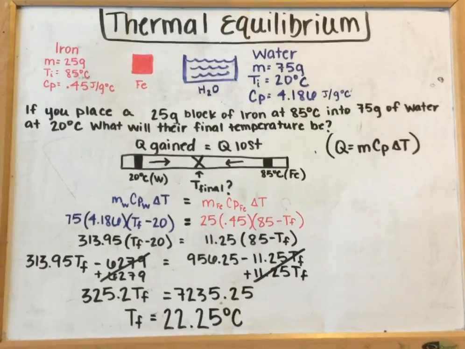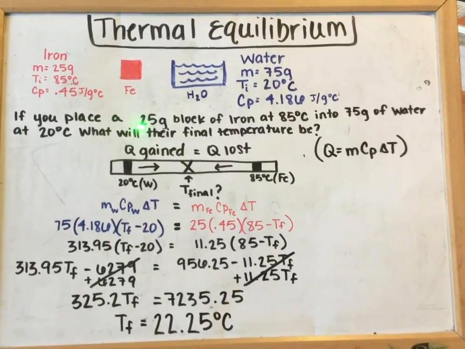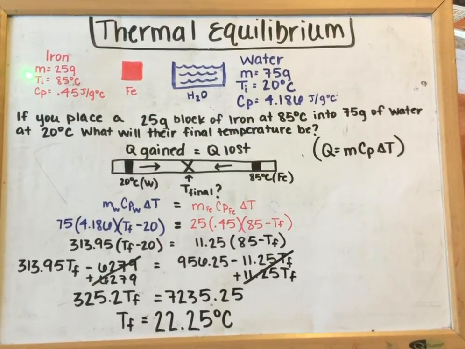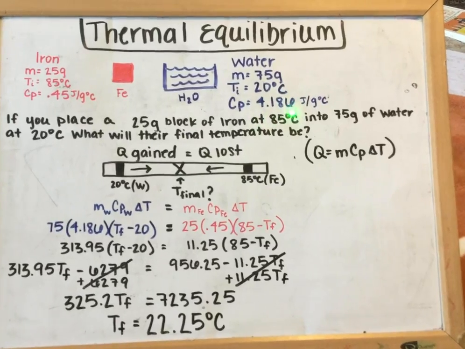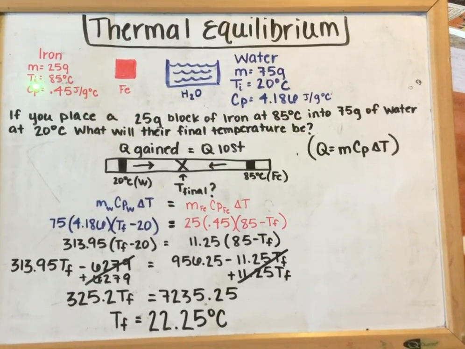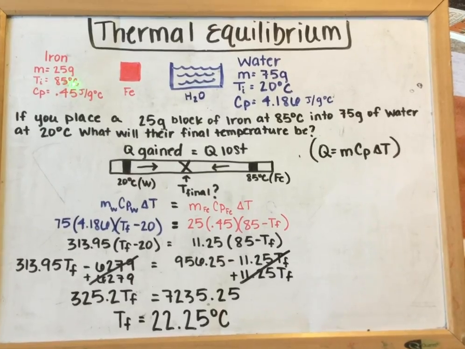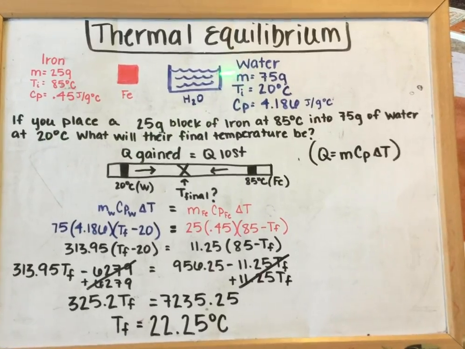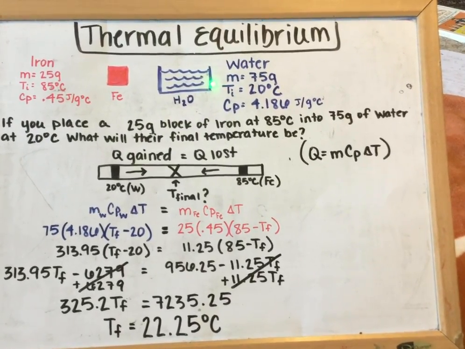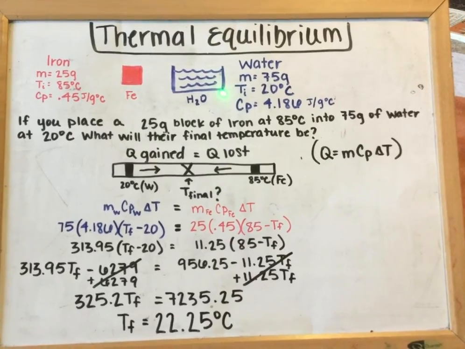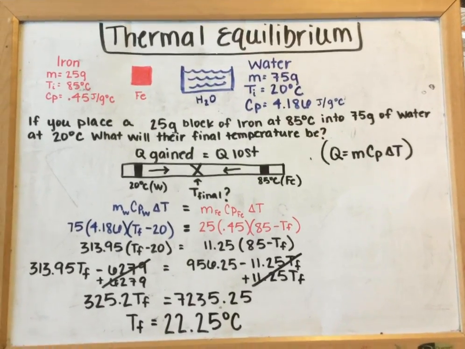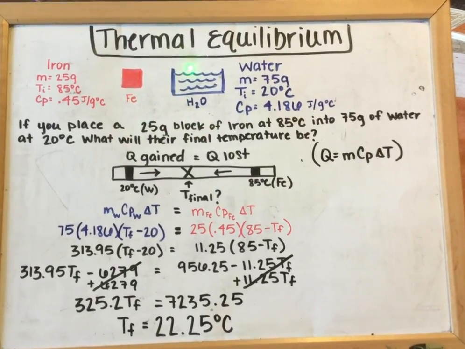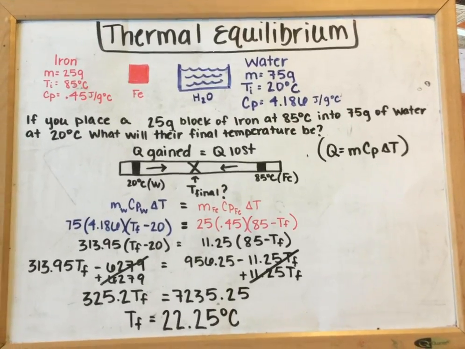Okay, so the example problem here: if you place a 25-gram block of iron, so this is our block of iron, mass 25 grams, at 85 degrees Celsius, our block of iron's initial temperature Ti is 85 degrees Celsius, into 75 grams of water at 20 degrees Celsius. Here's our water, mass 75 grams, initial temperature 20 degrees Celsius. What will their final temperature be? So we're looking for TF. If this goes into this, what will their final temperature be?